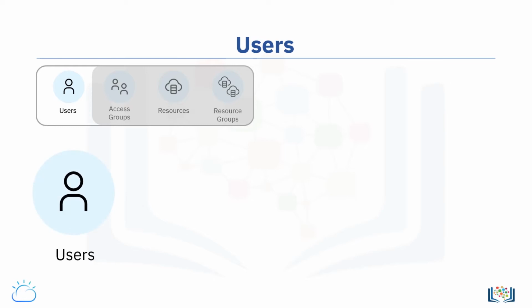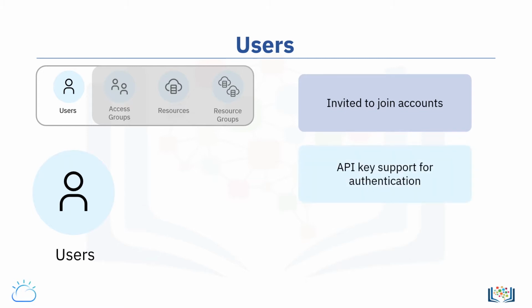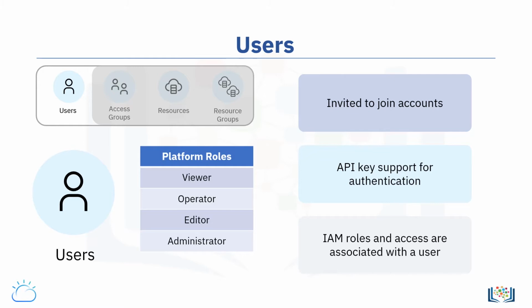A user represents an IBM ID-enabled account. Users are invited to join accounts, which can be done through the console, IBM Cloud CLI, or API. Users can create API keys to use with the CLI as an alternative to passwords for authentication. Users are given a role for the platform when invited, and these roles range from read-only viewer role to the administrator role, which can invite other users and view billing information.